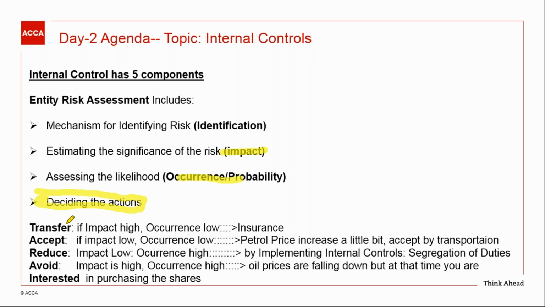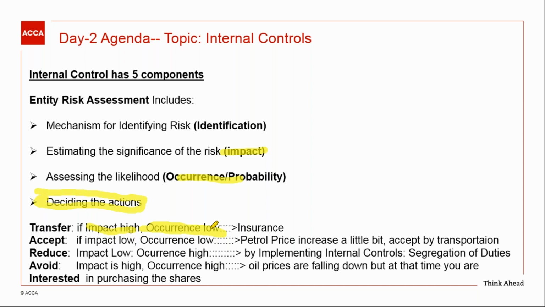Okay, so we will discuss the first strategy, that is transfer the risk. When can we transfer the risk? When the impact of the event is high, the damages of the risk or event is high, but the chances of occurrence is very low. The chances of occurrence being low means the event can happen somewhere, sometime after a long time.